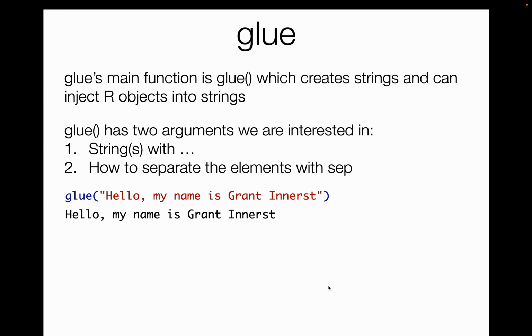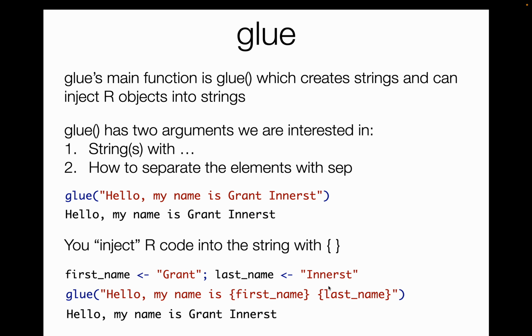I can start with just something like this. Hello, my name is, and then I put my name, and it prints something out. Now that's not very exciting because I could do that with just the c function. I could create a vector, although this is a special type of vector. But I could do this easily without glue, so why do we need to use glue? Or why is it helpful? It's helpful because you can inject code into the string.